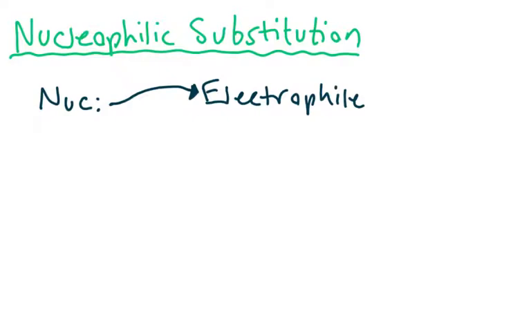So usually that means forming a bond with the electrophile using those two electrons. And this arrow is how we draw reaction mechanisms. So we always draw the arrow from the electrons to the electrophile.